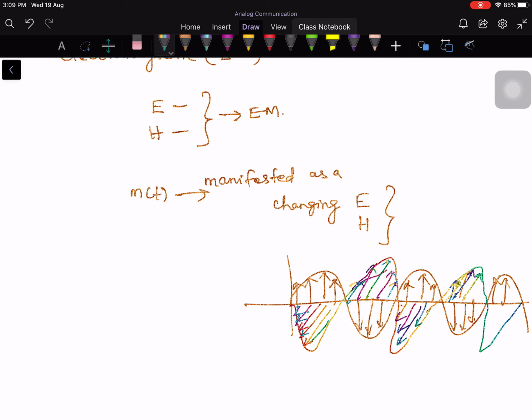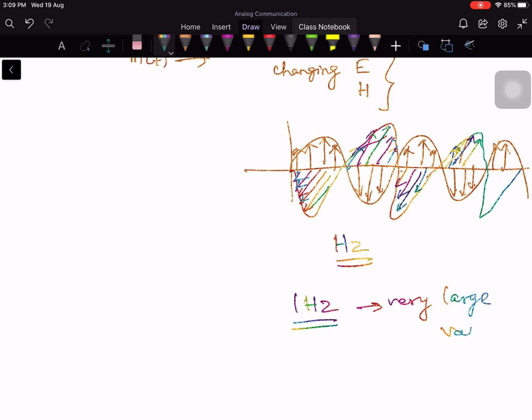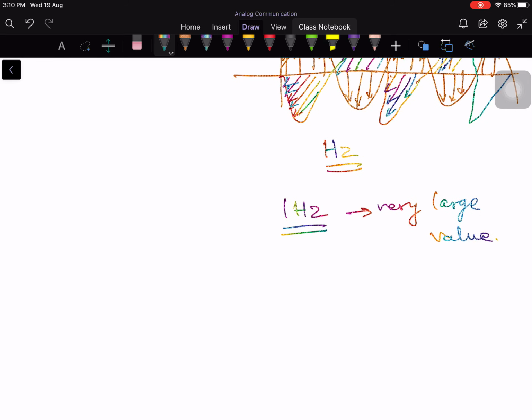The oscillations are measured as cycles per second, or in terms of hertz. That unit is hertz. The oscillations can be as low as 1 hertz, it is possible, and can extend up to a very large value. The entire range of frequencies at which the EM wave can oscillate is termed the electromagnetic spectrum.